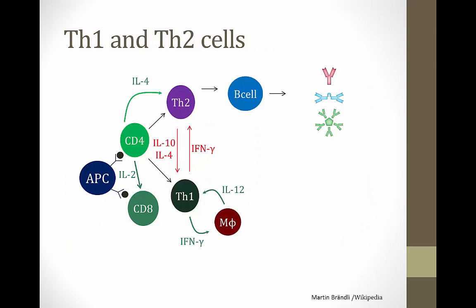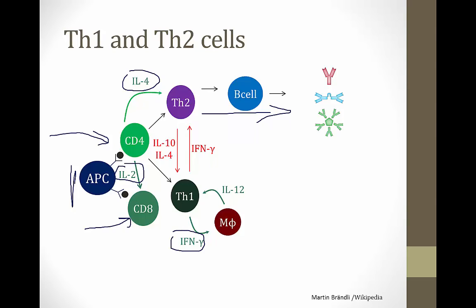Another way to think of it is the way I've drawn on this slide, and you'll find diagrams like this in many textbooks and review books. So an antigen-presenting cell can present antigen to either CD8 cells or CD4 cells. The CD4 cells can release IL-2, which drives production of CD8 cells. CD4 cells can also release IL-4, which drives production of Th2 cells, which then go on to stimulate B cells and produce a humoral response. On the other hand, Th1 cells can get produced, which secrete interferon gamma, which activate macrophages, and in turn the macrophages secrete IL-12 to activate the Th1 cells.